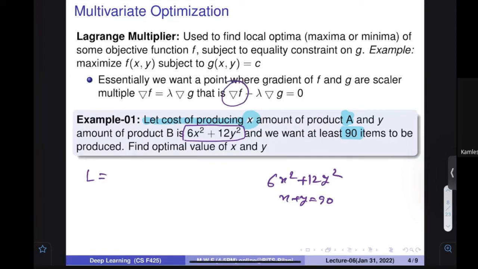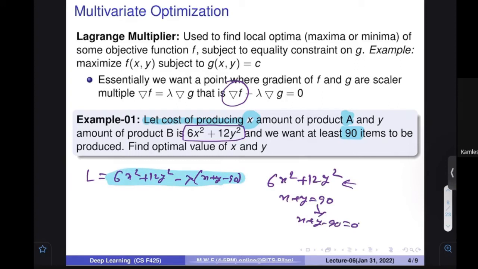First you write the Lagrange equation with respect to the function. You write 6x square plus 12y square, minus lambda times (x plus y minus 90), because the constraint x plus y minus 90 is equal to 0. You can always make it like that. So you create the Lagrange equation like this, and then you find the derivatives.